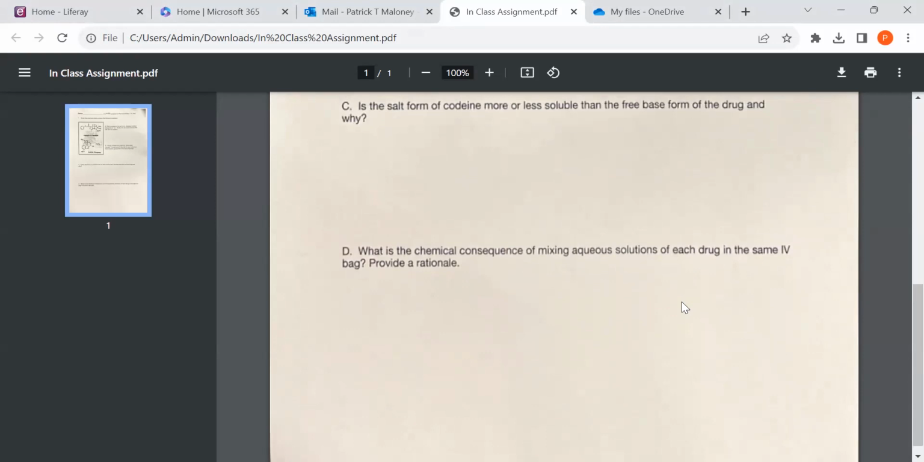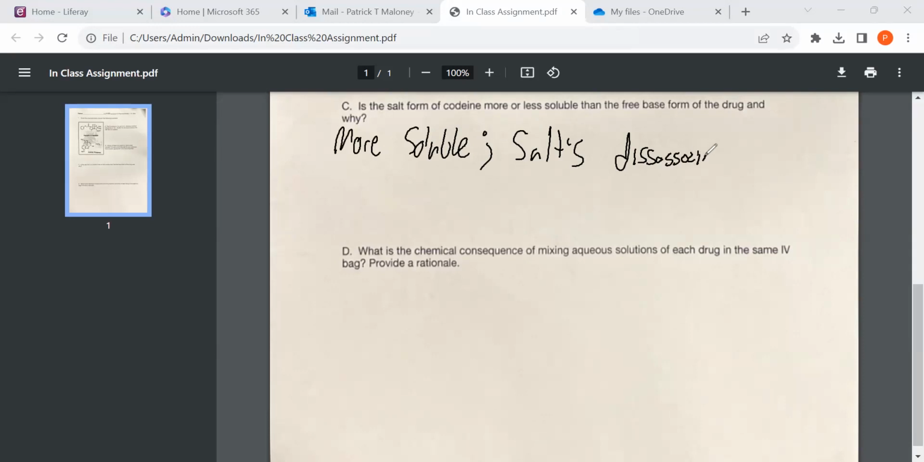Okay, so part C. Is the salt form of codeine more or less soluble than the free base form of the drug, and why? So for this, more soluble. The rationale: salts dissociate.